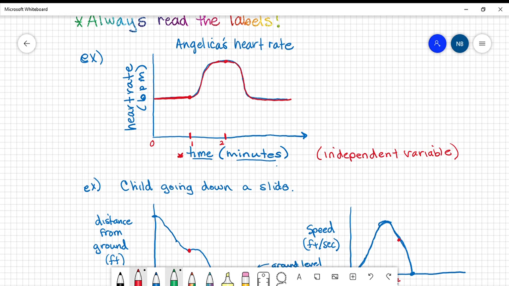The other variable we're measuring is called the dependent variable. So listen to this language. My heart rate at any particular time depends on that time. So my heart rate at 1 minute in is 70 beats per minute. My heart rate at 2 minutes in is 115 beats per minute, for example. So my heart rate depends on how much time has passed.